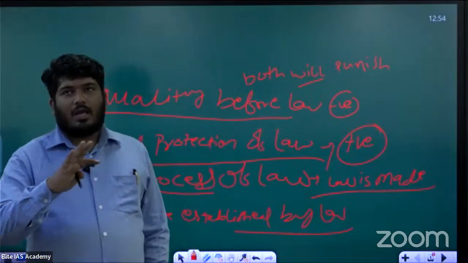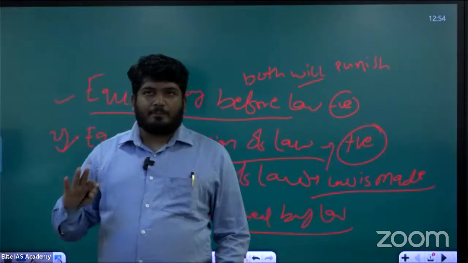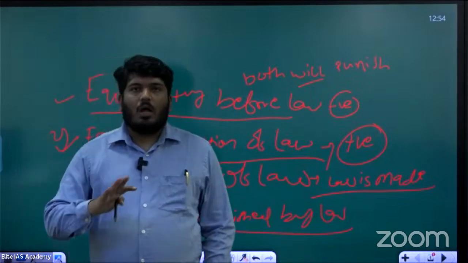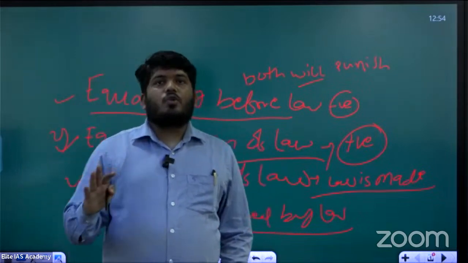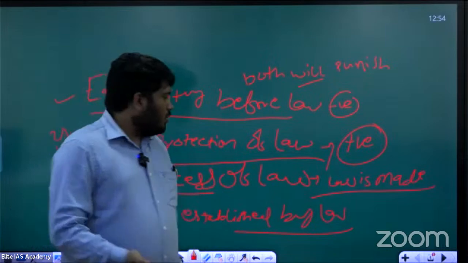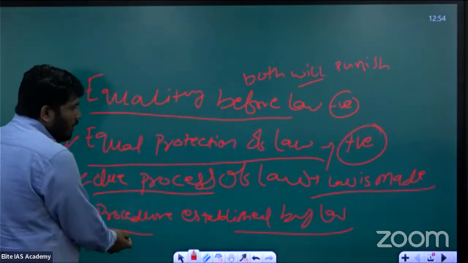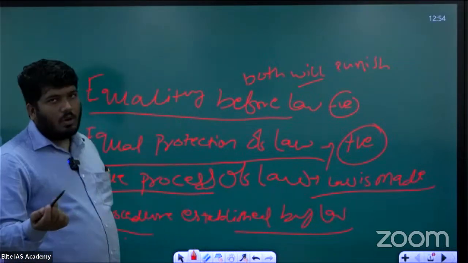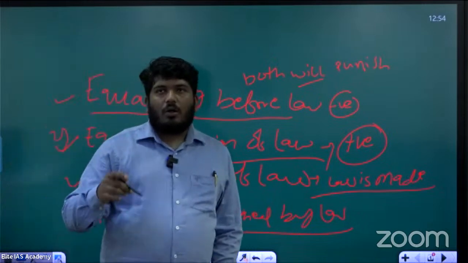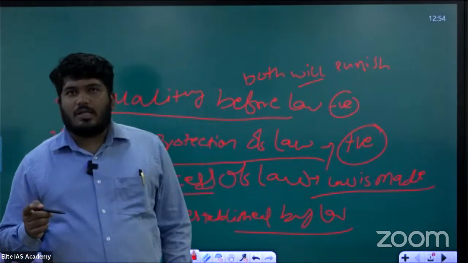Meaning the government has done all the steps: it passed in Lok Sabha, passed in Rajya Sabha, the President's assent happened, everything happened, and a law was made. So the law is made and the procedure established by the law has been followed. But should that be followed? No, because it is injustice, it is unfair.